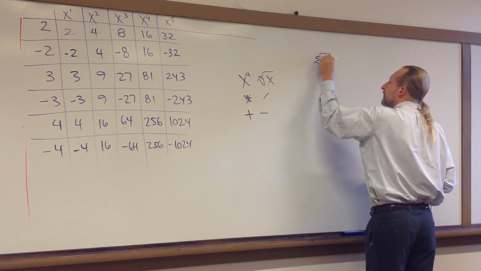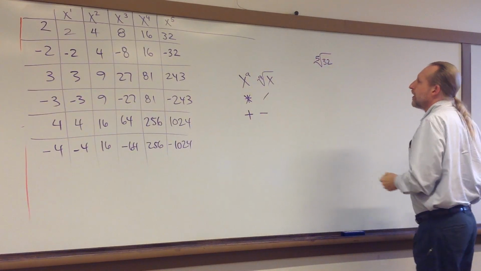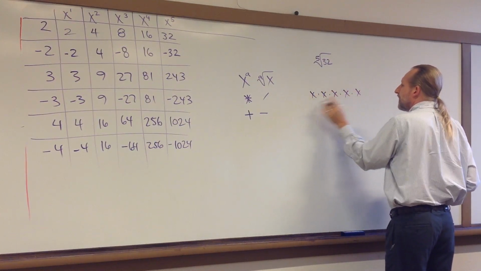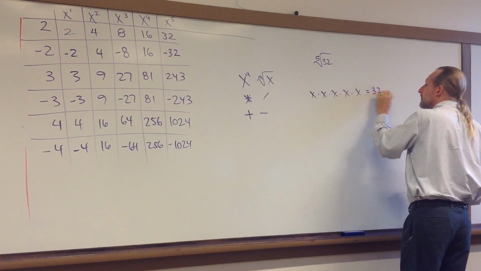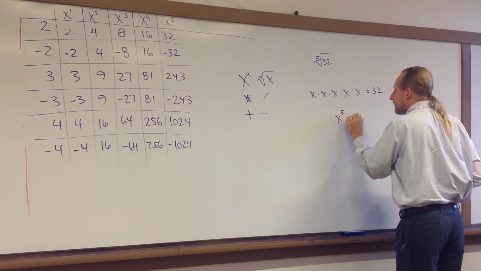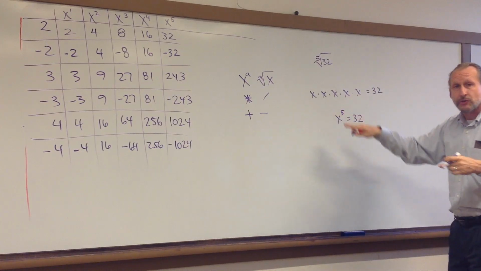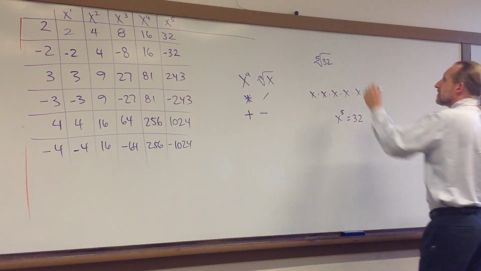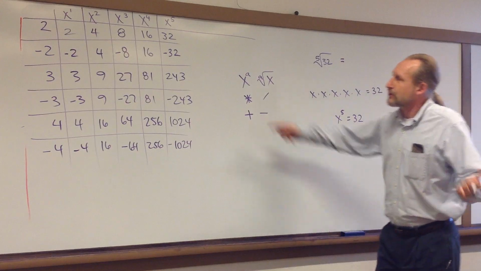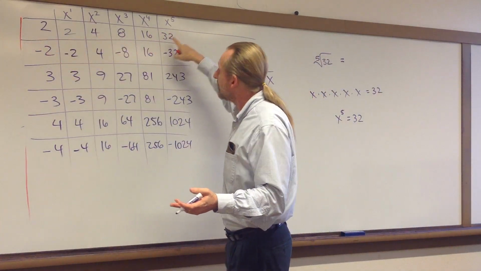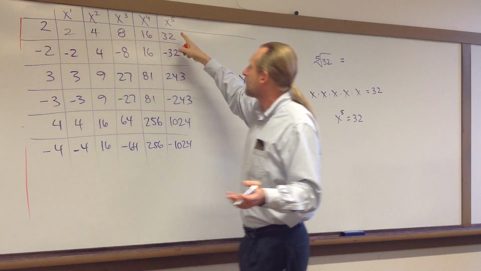The 5th root of 32 asks the question, what number times itself 5 times equals 32? Or x to the 5th equals 32. This is asking this question right here. What's x? Well, we just set it up here in this table.